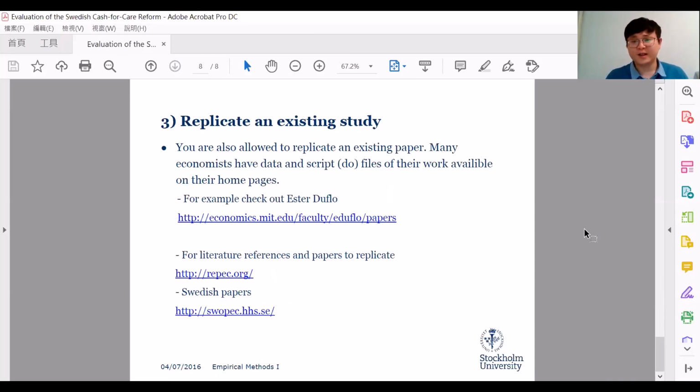And other than coming up with a new topic, it is also allowed to replicate an existing paper. Many economists already have data and script files of their work available on their home pages. So you can visit them, or you can also replicate the works by our professors at SU. And below are two websites where you can find papers to replicate.